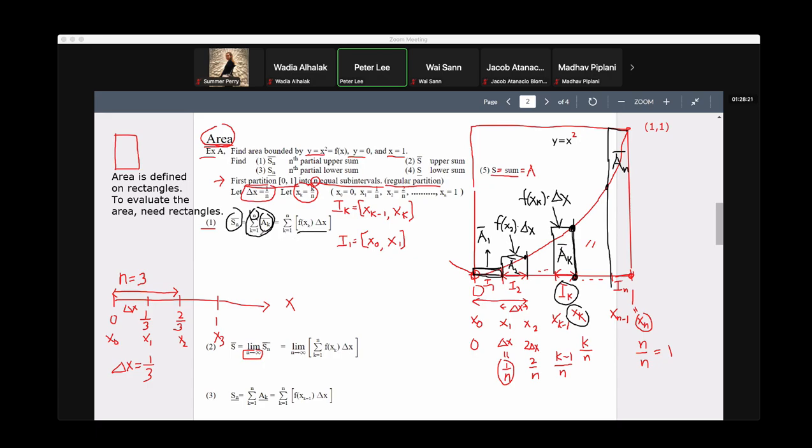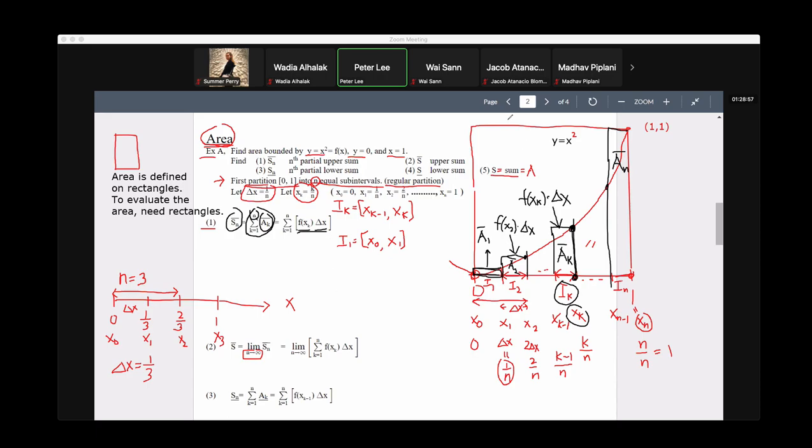Okay? So now what we see is this sigma right here is actually f at x sub k times delta x, and then add up all these rectangles from k equals 1 to n. And if you add up all those terms, at the end you would actually get the area, the area of the n partial upper sum. Okay, make sense?